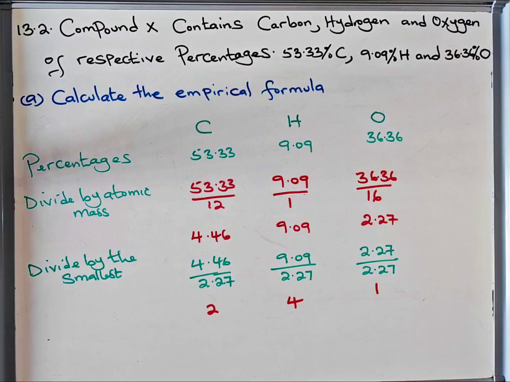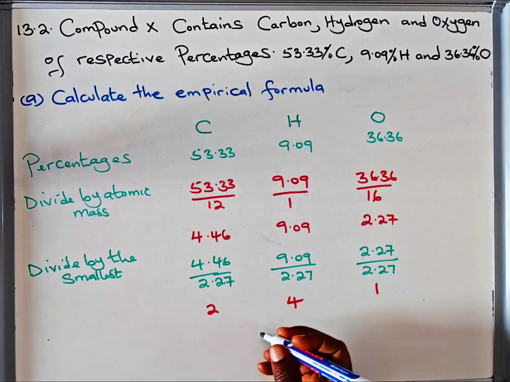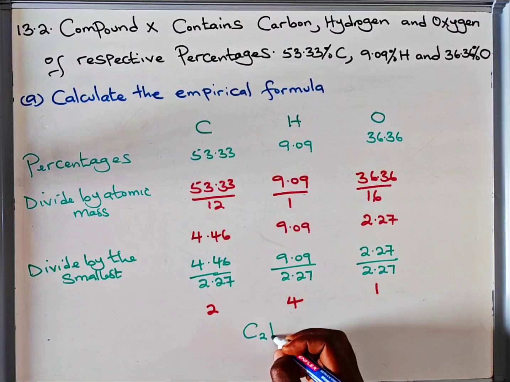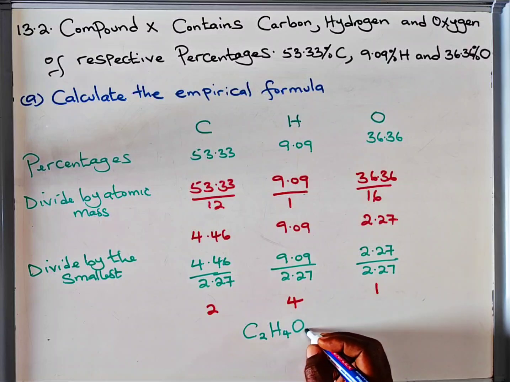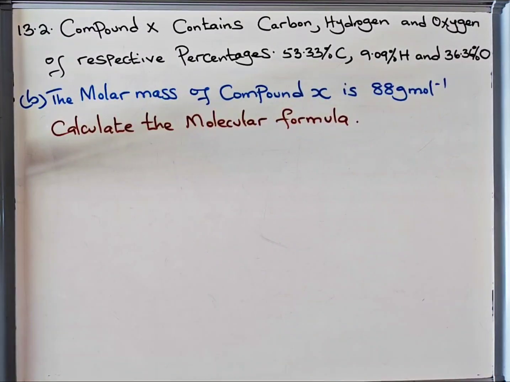And what does this mean? This means that for the compound which has carbon, hydrogen, and oxygen, carbon is 2, so write it as a subscript. And hydrogen is 4. And oxygen is 1. That is it. So what you have here is the empirical formula of compound X.